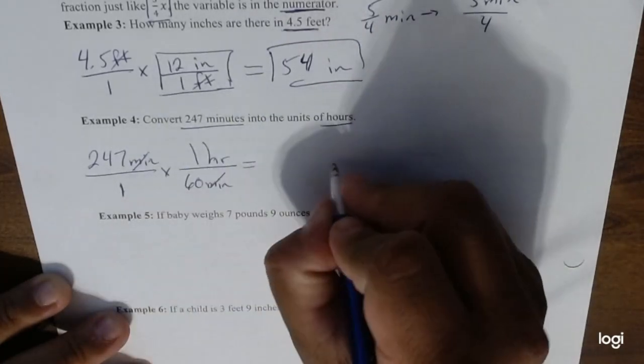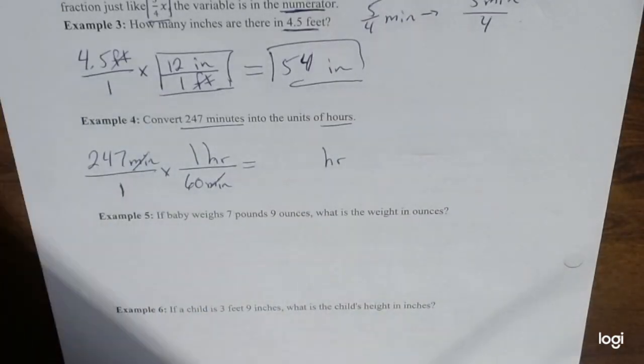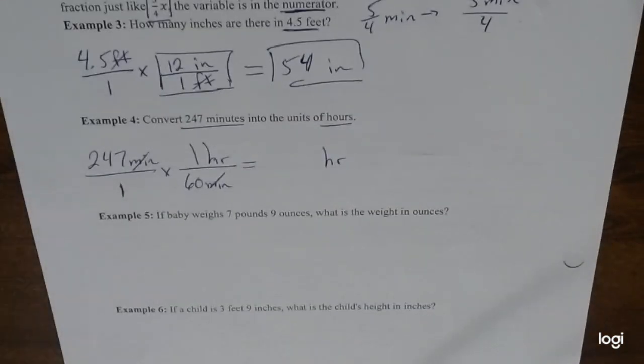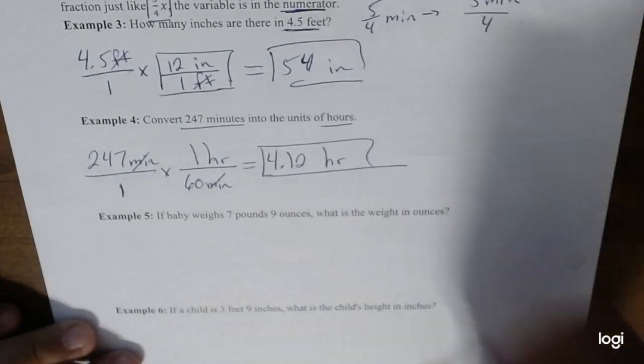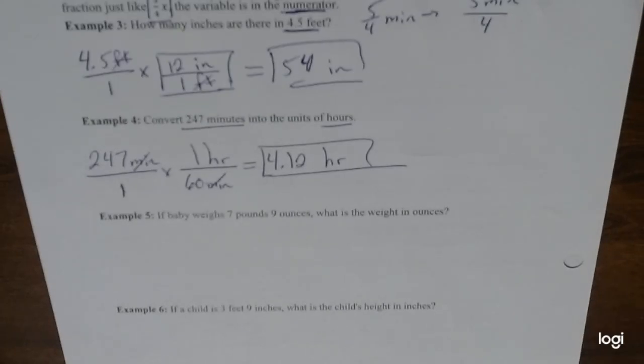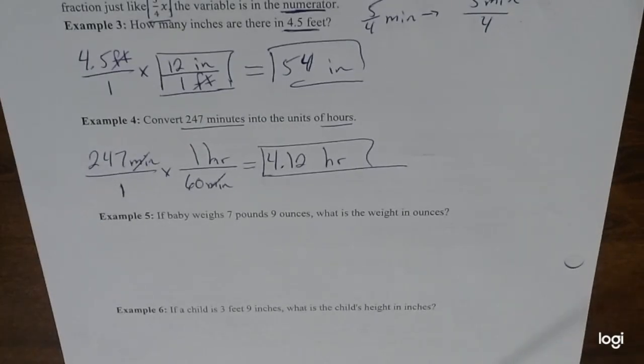Minutes cancel. So now we just divide. So this is going to be 4.12 hours. And there we go.